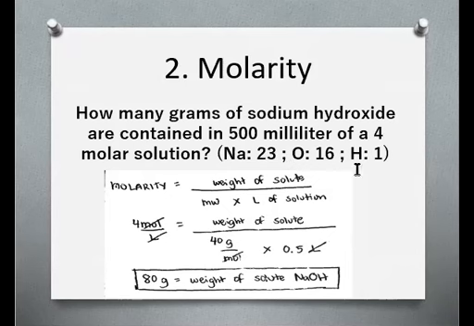So NaOH si sodium hydroxide, so you're just going to add this. 23 plus 16 plus 1, and you'll get 40 grams per mole times, since the given is in milliliters, you need to convert this to liters. So 500 milliliters converted to liters is 0.5 liters. Then you're just going to multiply the 3 numbers: 0.5 times 40 times 4, and you'll get 80 grams. So 80 grams is the final answer for this problem.